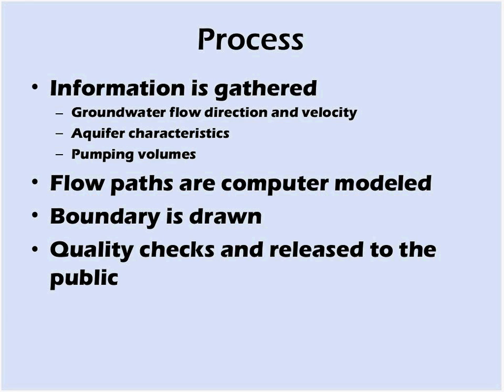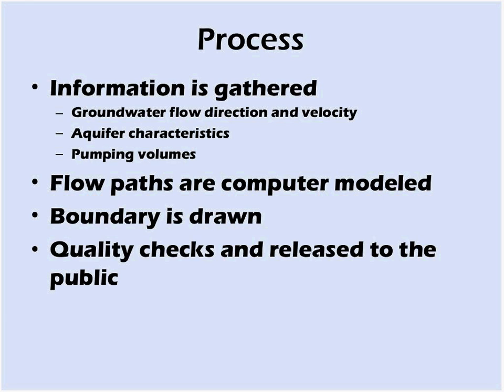So here's the delineation process in a nutshell. First, information is gathered including hydrogeologic and geologic information, such as groundwater flow direction and velocity, and aquifer characteristics. Average pumping volumes and well construction information is also gathered. This information is then entered into a computer model where flow paths are modeled. The model is then run under different scenarios, and a boundary is drawn around the modeled 20-year flow lines and extended out to the nearest property lines.